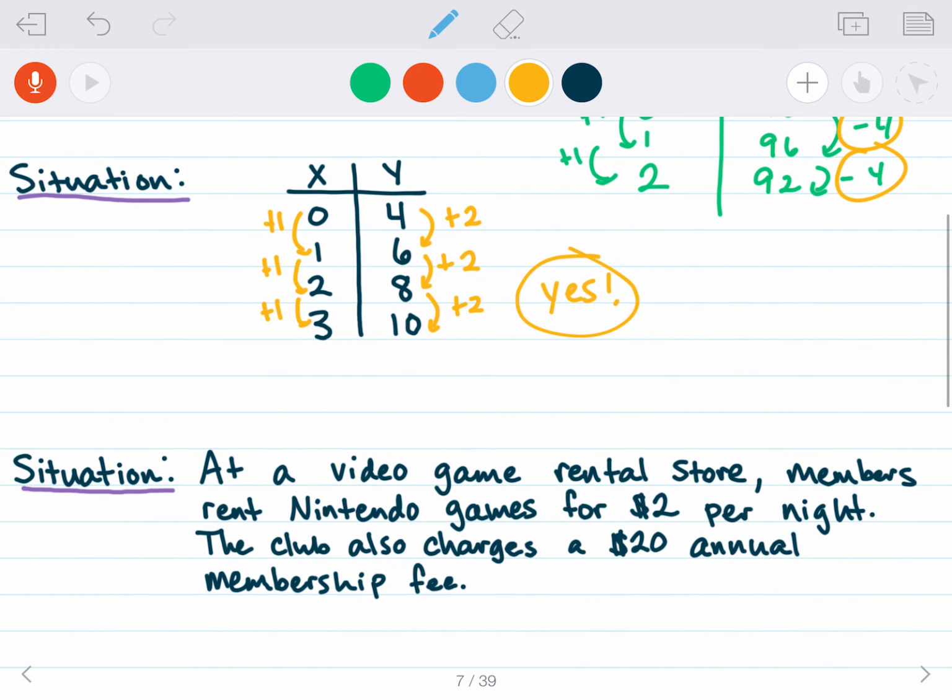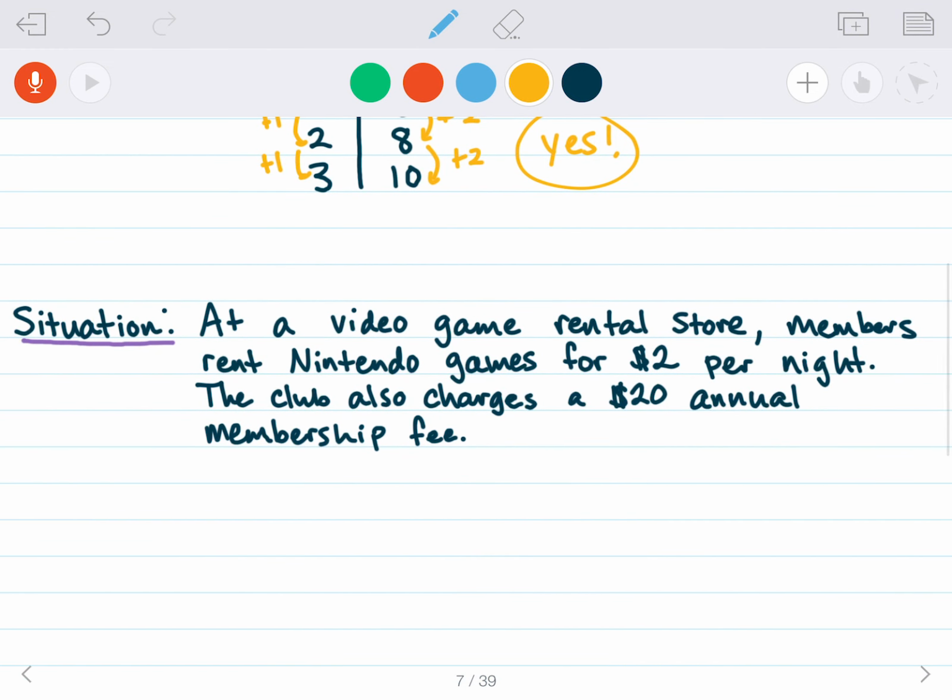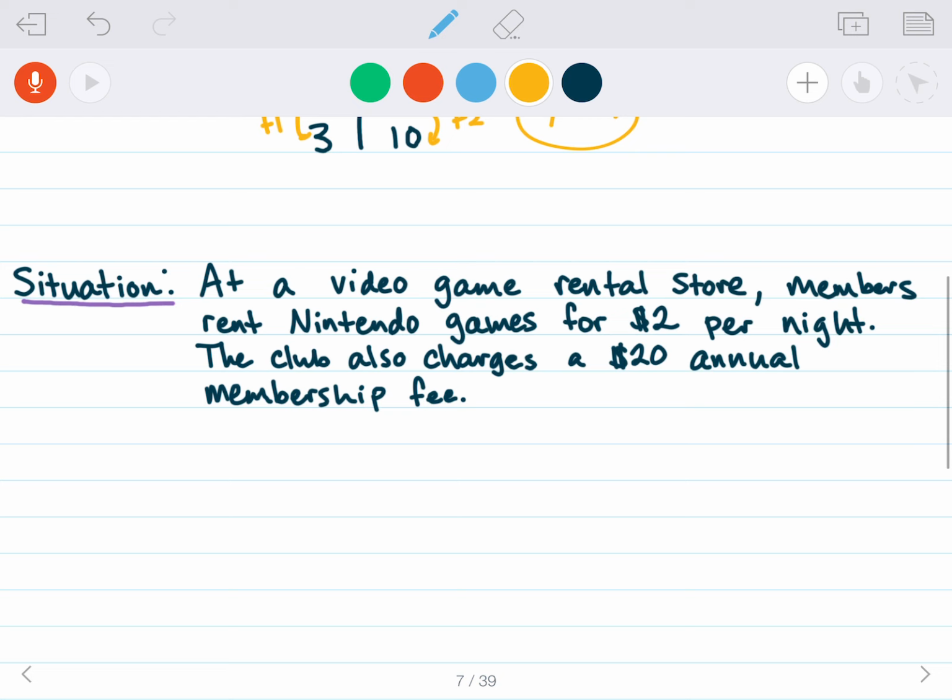Let's look at this situation here. At a video game rental store, members rent Nintendo games for $2 a night. The club also charges a $20 annual membership fee. So this is like a fixed cost. So is this linear? Well, let's make a table. So we have x, we have y. This is our independent and dependent variables.